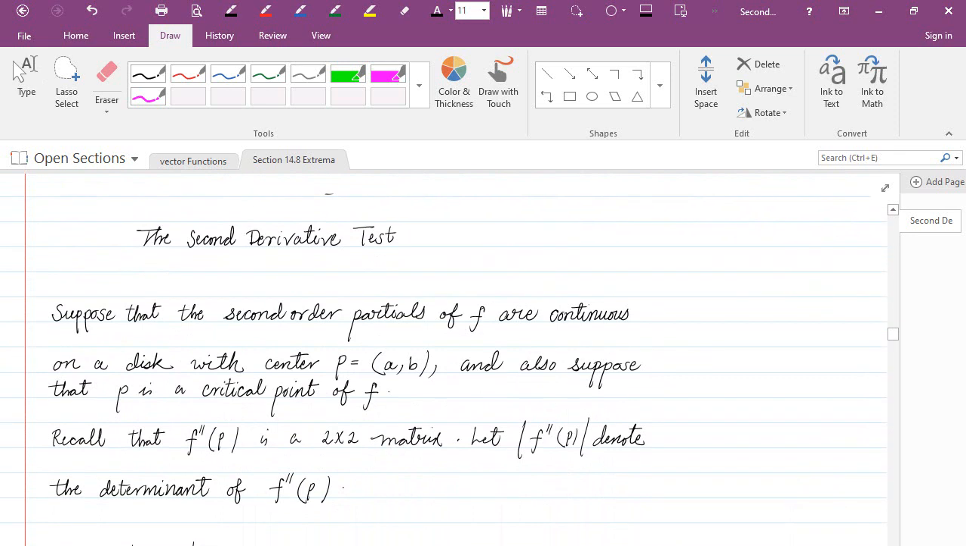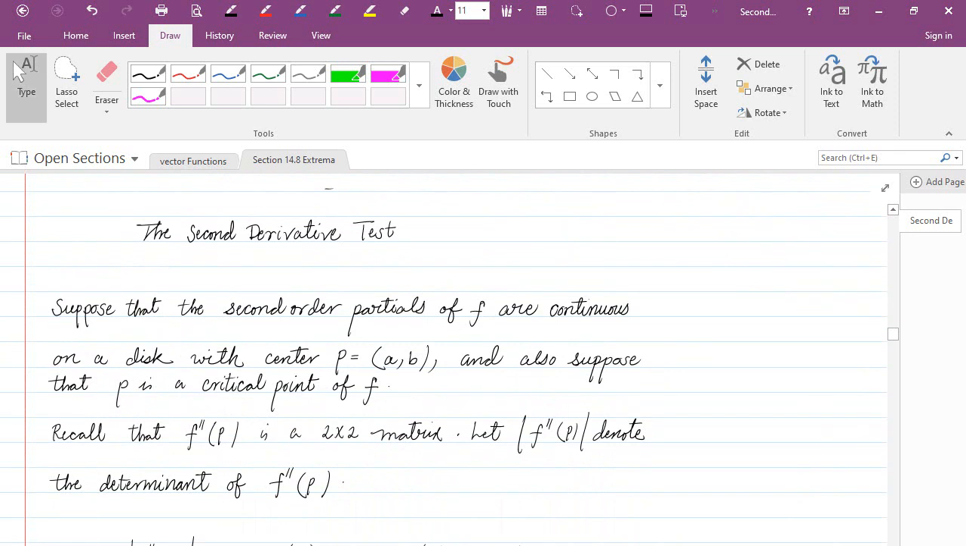Okay, so I'll stop here, and in the next video we will be looking at the second derivative test, which is a test to check whether at a critical point we have a local max or a local min.